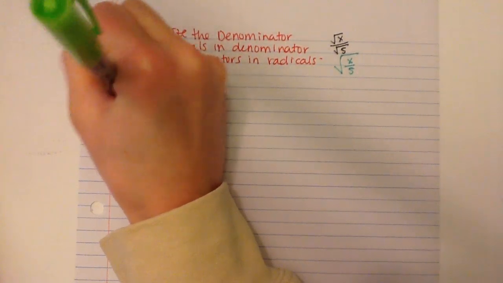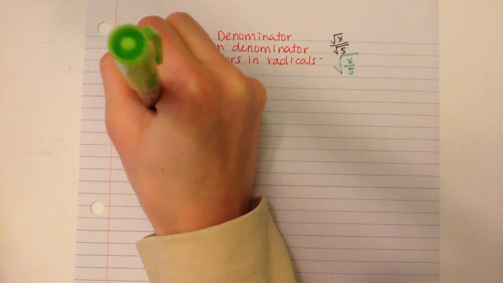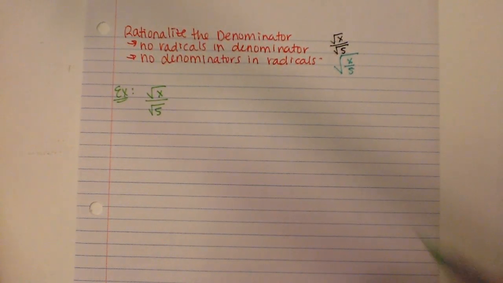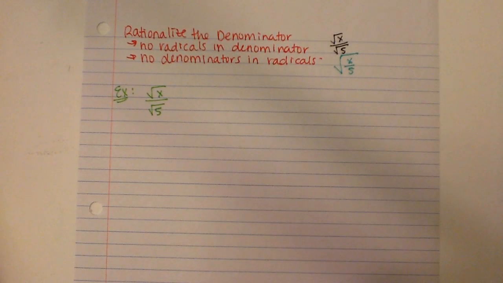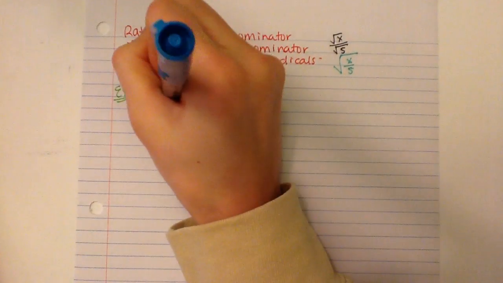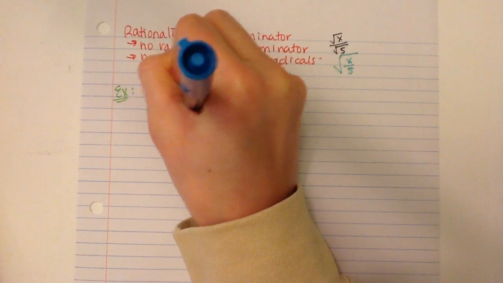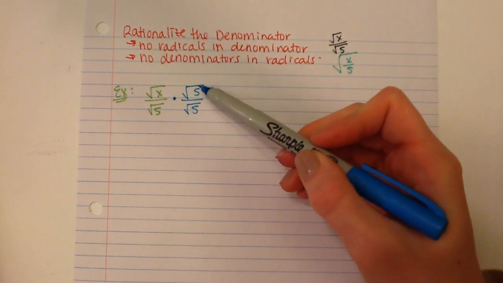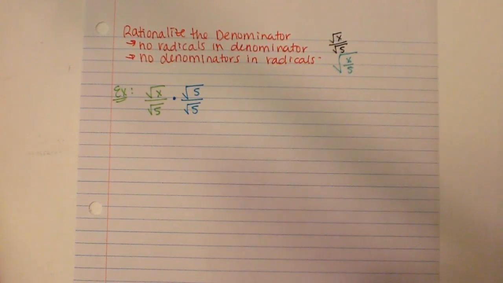Our first one, we have the square root of x over the square root of 5. So right now we have a radical in the denominator, so we need to rationalize it. In order to do that, we're going to multiply the numerator and the denominator by the radical that's in the denominator. So we're going to take the numerator times radical 5 over the denominator times radical 5.